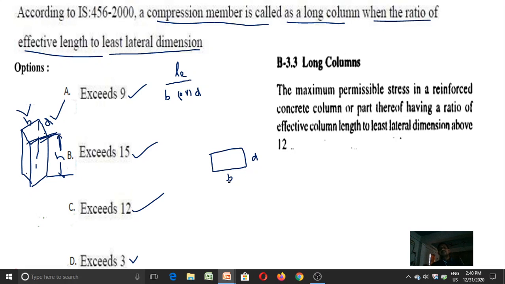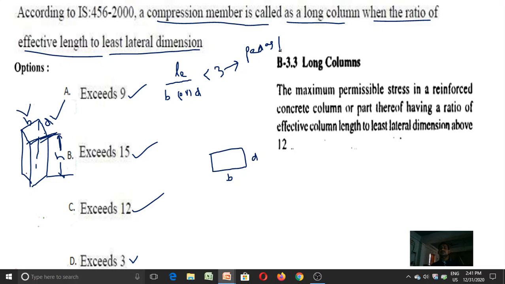Sometimes B may be greater than D or D may be greater than B, so we don't know which dimension is least. That's why I have written here: effective length of the column by the least lateral dimension among B and D. One of them will be the least lateral dimension. Suppose L effective by the least lateral dimension is less than 3, then it is categorized as a pedestal.